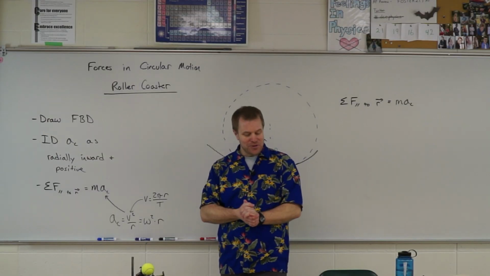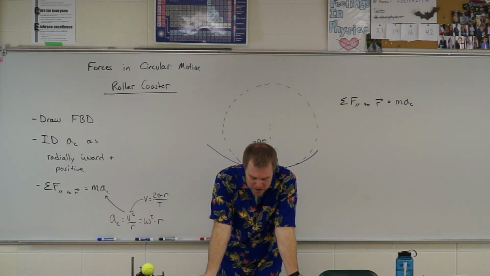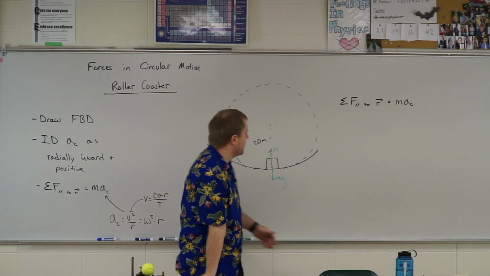All right, let's look at this roller coaster example. So I have a 1,500 kilogram roller coaster car moving at 21 meters per second at the bottom of a valley with a radius of 20 meters. What is the normal force supplied by the track?